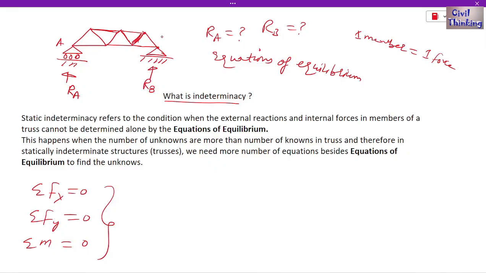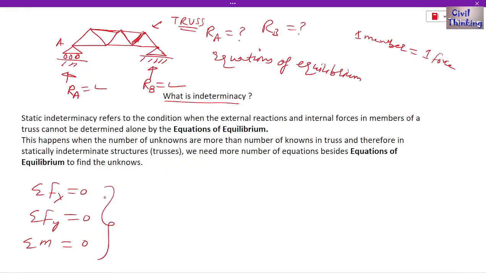Now I'm assuming, let us say this is a 2D truss, a two-dimensional truss, and if I need to find the reaction at A and reaction at B, if this truss is in static equilibrium, then I will be able to apply these equations and find these unknowns very easily.